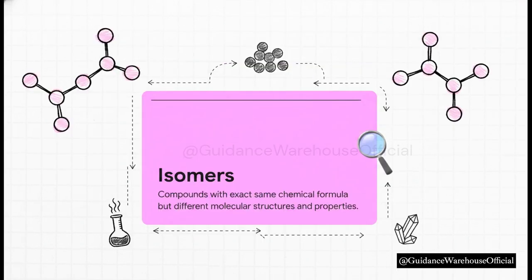Well, if you guessed yes, you are absolutely correct. You've just discovered isomers. Isomers are compounds that have the exact same chemical formula, literally the exact same pile of atomic building blocks, but completely different molecular structures. And as a result, they have wildly different physical and chemical properties. It turns out, in chemistry, the way you build the structure is just as important as the materials you use.